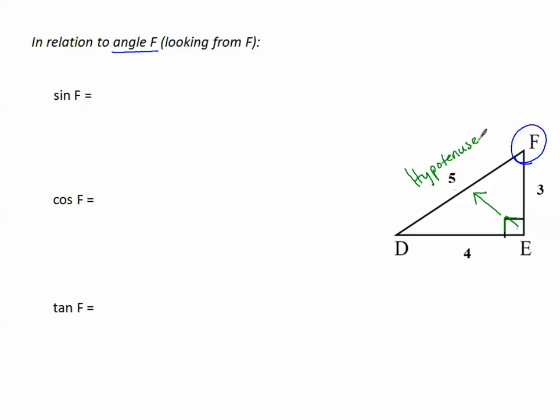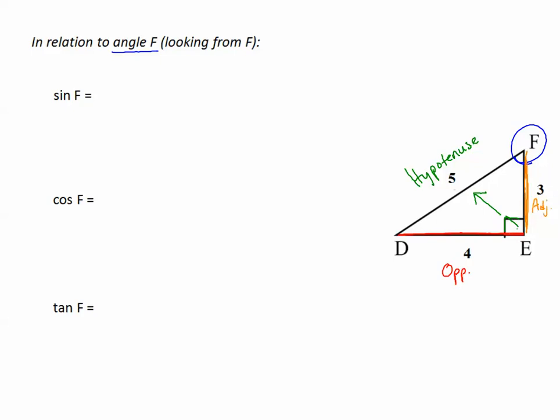Remember that opposite means it's not touching F. So not touching F are the other two letters, E, D. So this side is opposite. Touching F is adjacent. Adjacent is next to or touching.